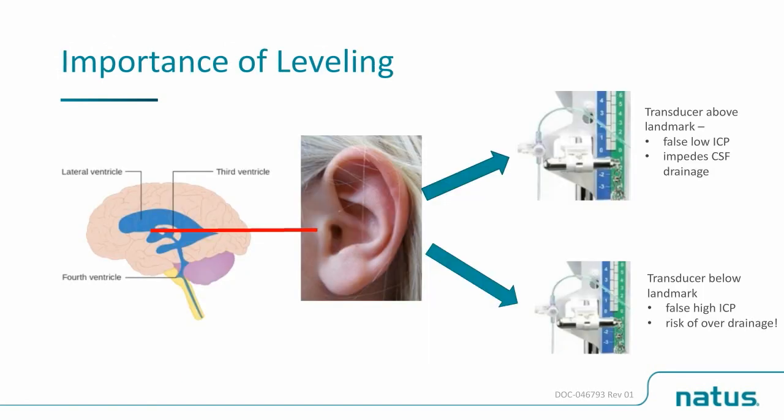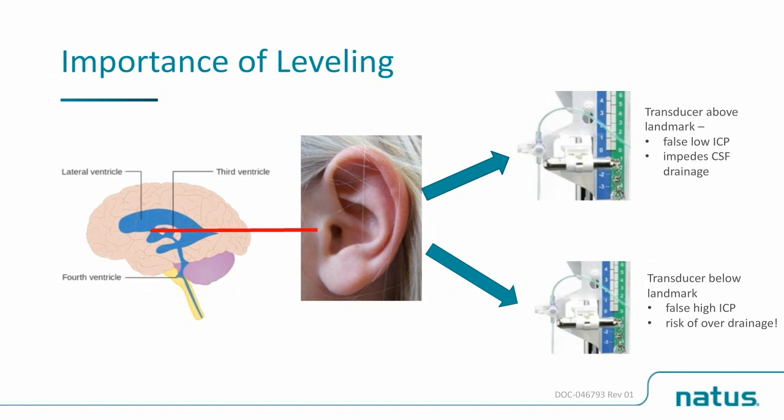Why is leveling so important? It determines the accuracy of the ICP reading and drainage. Anytime your patient moves and/or anytime you need to transduce the ICP, you need to relevel. Incorrect leveling can affect ICP readings by up to almost 2 millimeters of mercury. This can mean the difference between getting treatment that's not needed or not receiving treatment that is needed.